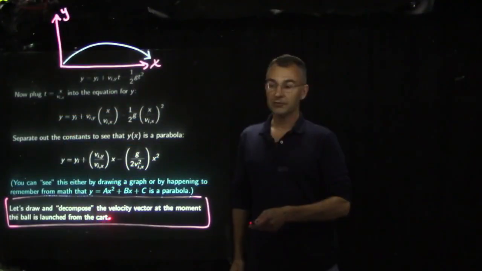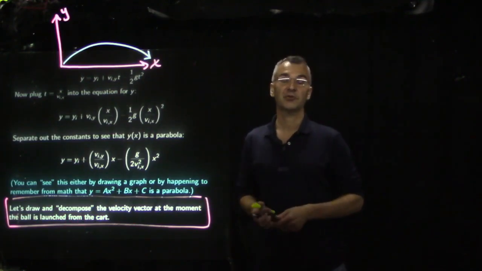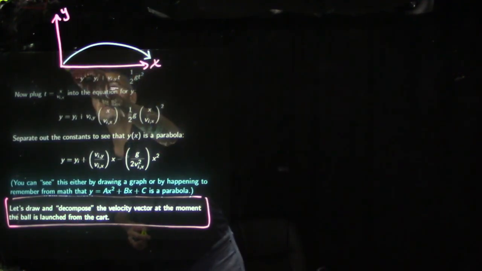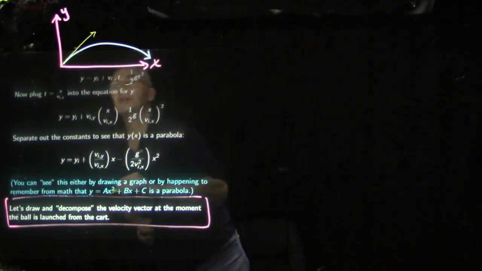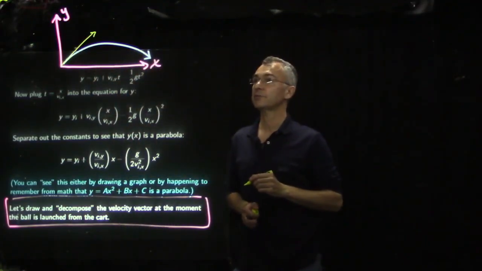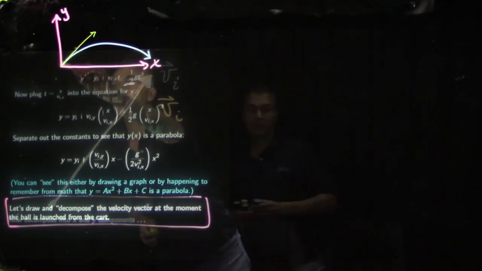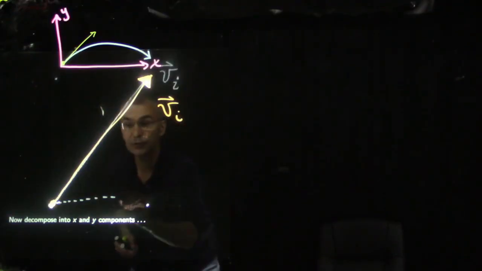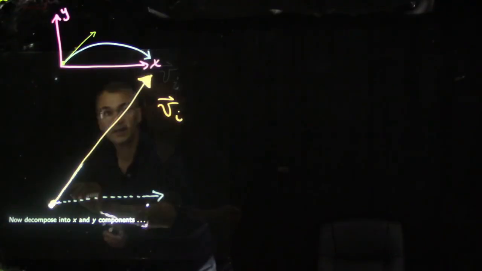So let's draw the velocity vector at the instant the ball is launched from the cart and then decompose it into vertical and horizontal components. At the instant the ball is launched from the cart, the velocity vector points in this direction, so it's tangent to the motion at this point of the launch. So we can take that vector, I'll redraw a bigger copy of it, and then we can decompose it into a horizontal portion and a vertical portion.